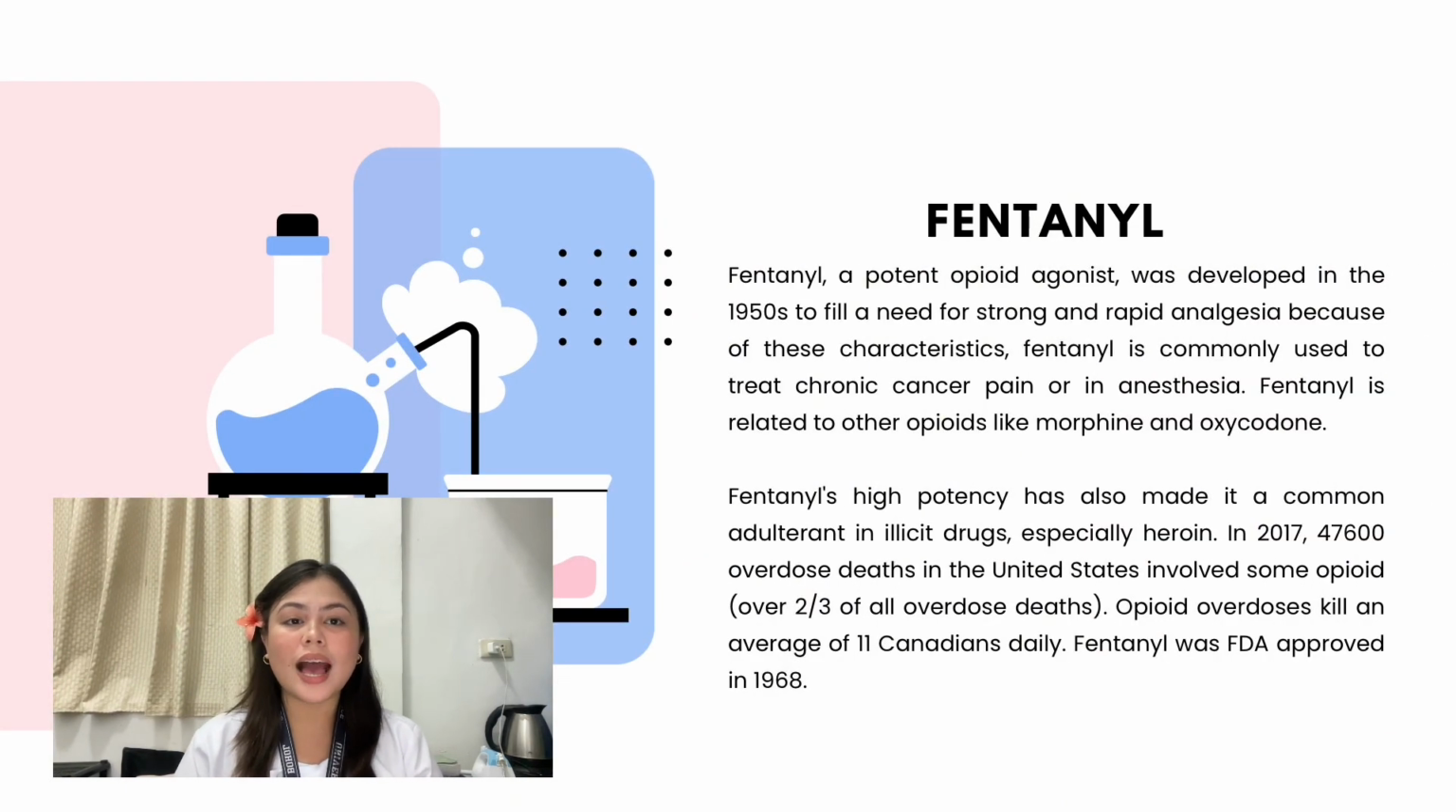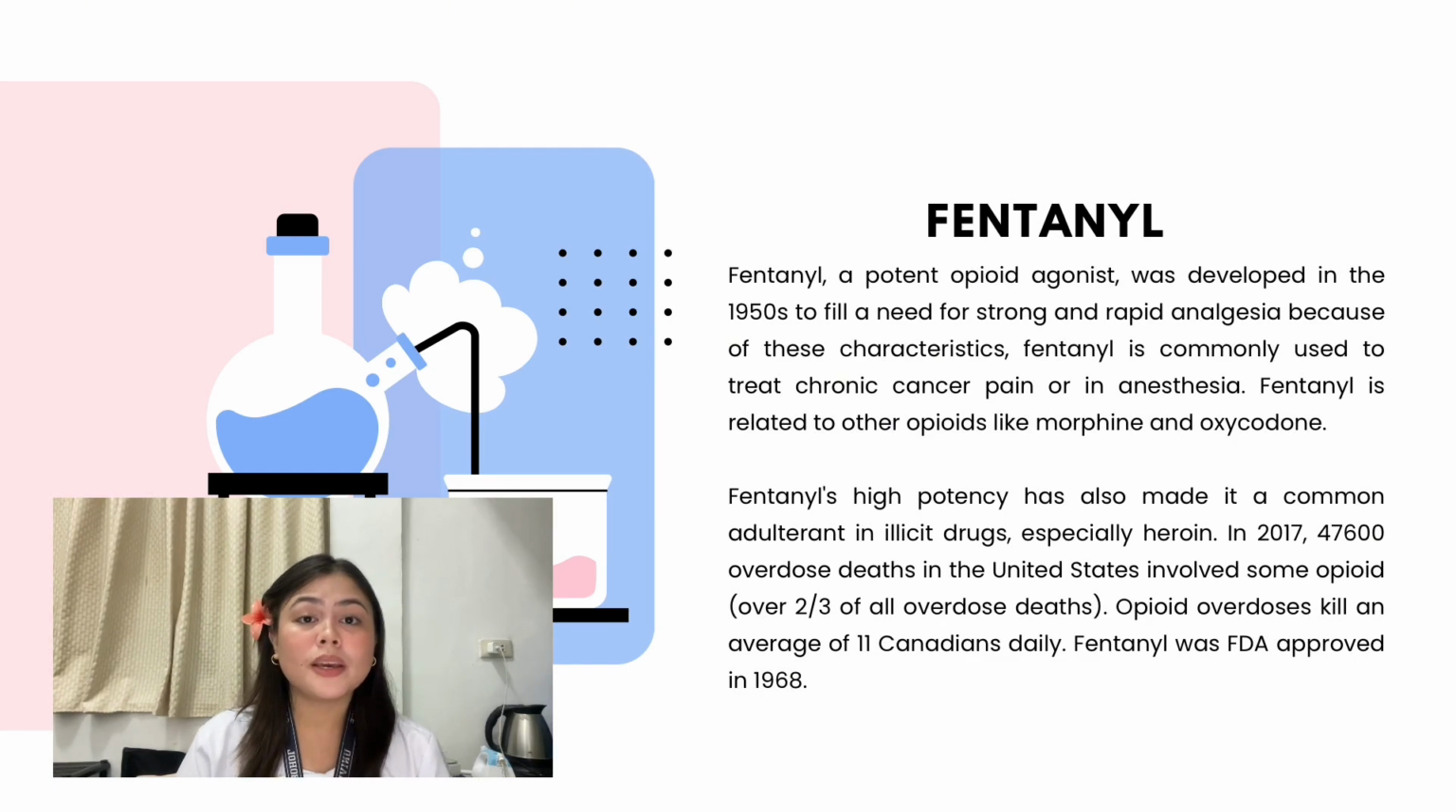Fentanyl, a potent opioid agonist, was developed in the 1950s to fill a need for strong and rapid analgesia. Because of these characteristics, fentanyl is commonly used to treat chronic cancer pain or in anesthesia. Fentanyl is related to other opioids like morphine and oxycodone. Fentanyl was FDA approved in 1968.